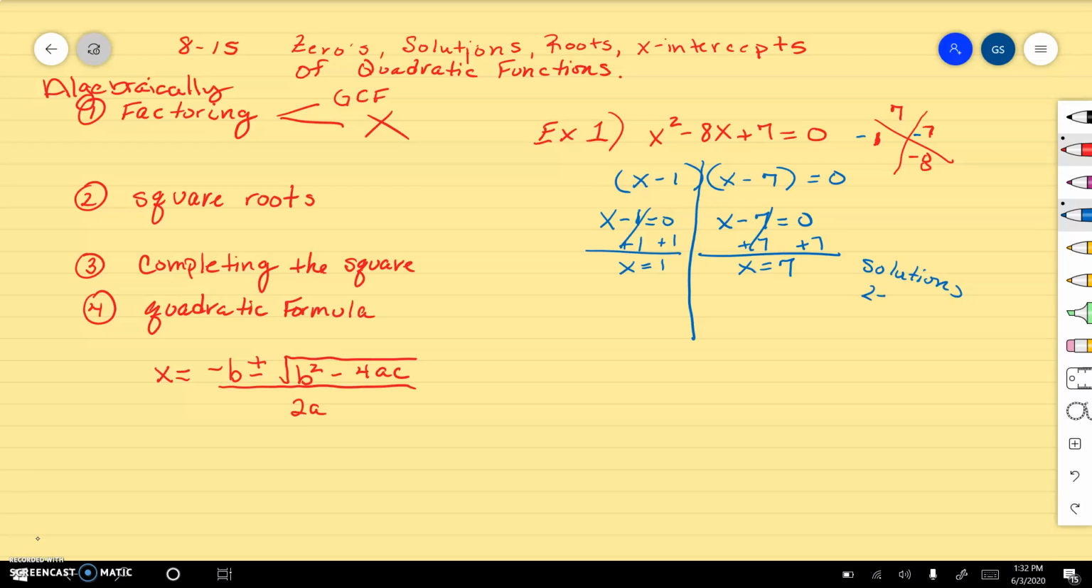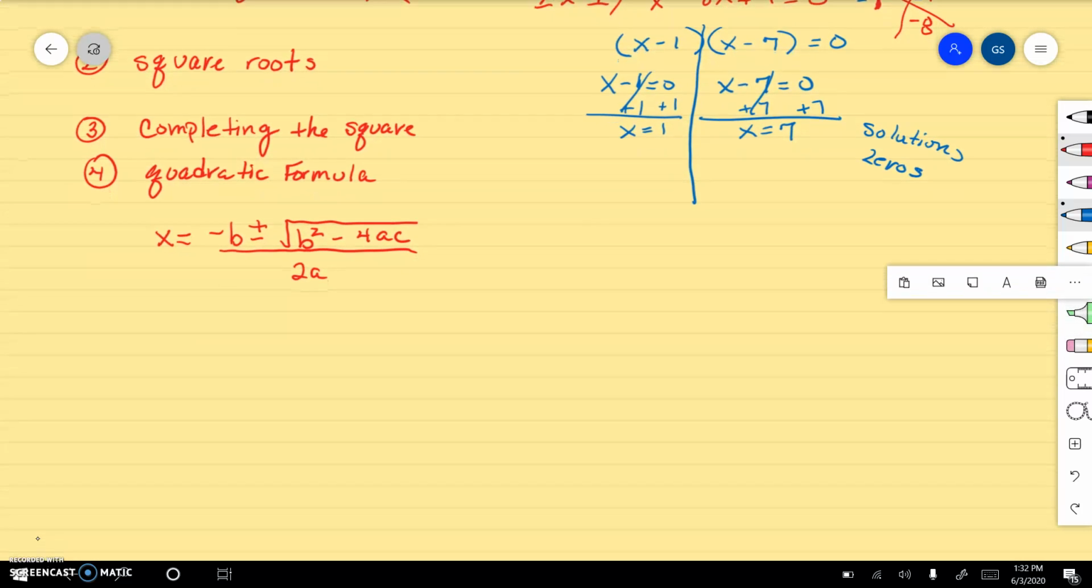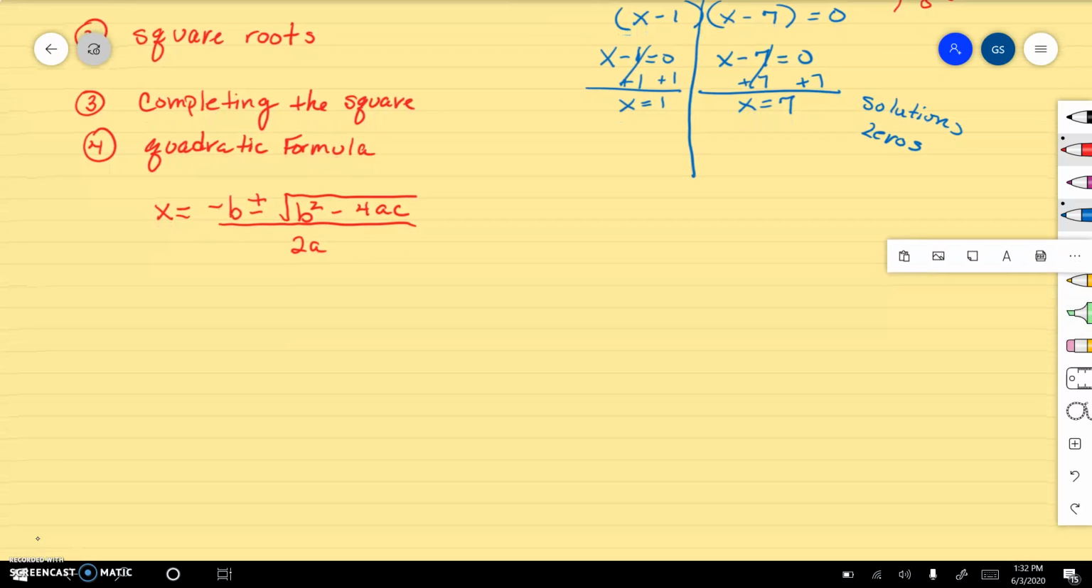They're called zeros. You could call them the x-intercepts also, and the roots, but we're going to look at that in the next way we're doing this. Okay, so that's our first example. We're going to do that first example again, except we're going to write that function just a little bit differently. So y equals x squared minus 8x plus 7.